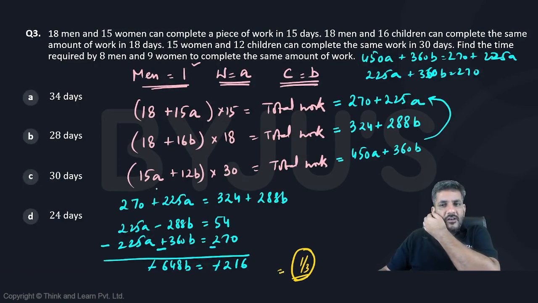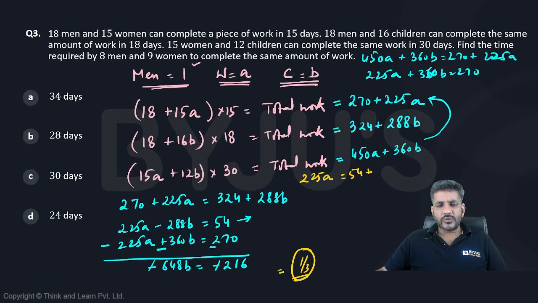Let's just put that value of B anywhere. Let me put that value of B in this equation. This will give me the value of A as well. Let's try that now. So this would be 225 into A is equal to 54 plus 288B. Now B is 1 by 3, so 288 into 1 by 3 is equal to 96. So that makes it 150.